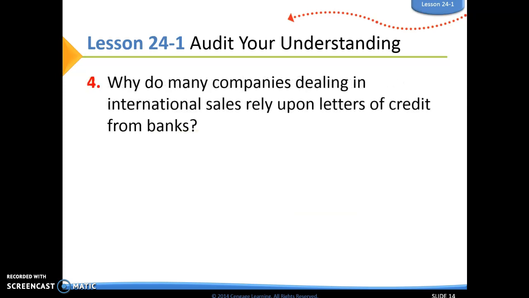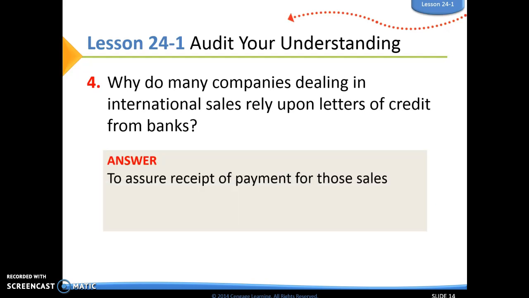Number 4, why do many companies dealing in international sales rely upon letters of credit from banks? To assure the receipt of payment for those sales.